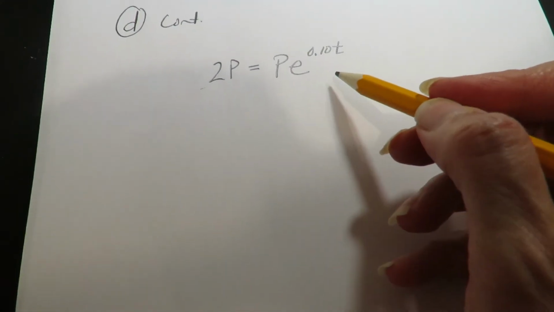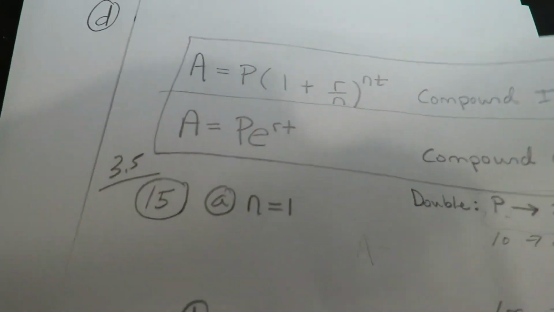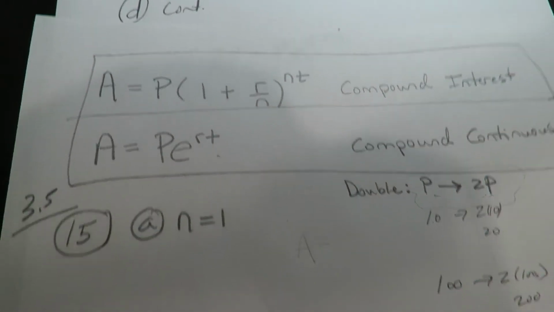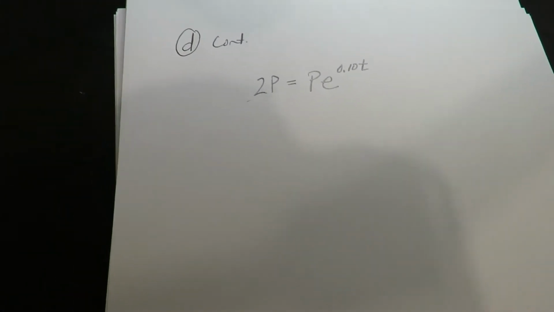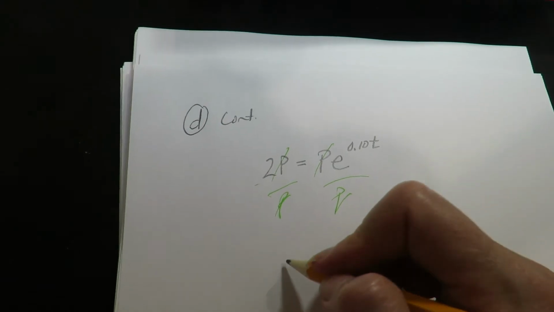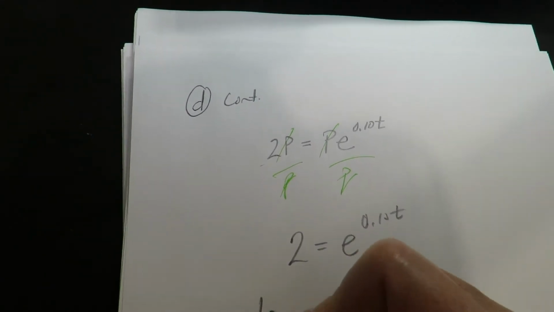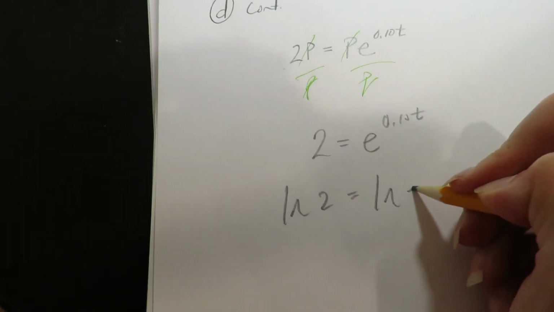Part D is compounded continuously. So again, let me remind you that's a different formula. You're going to use this guy, which I wrote here. And again, you can see we start with P, but we double it. So you're going to see it's pretty much the same. It's just a slightly different formula. Divide off the P. All right, take the ln of both sides.